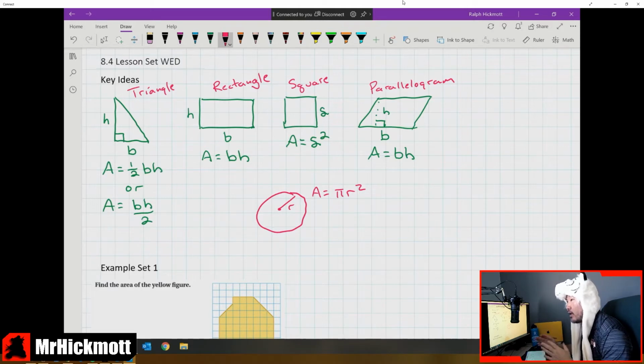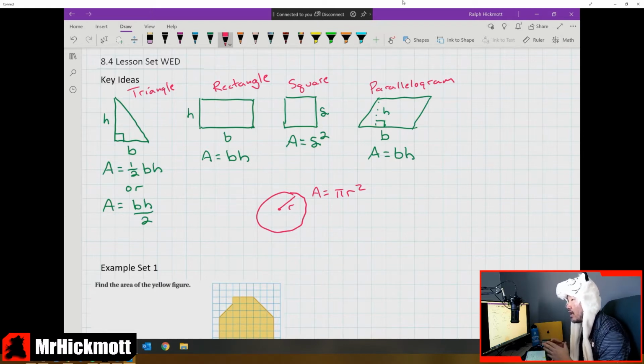All right, so with that being said, the only thing I want to point you towards is the square and parallelogram. Square, remember all the sides are the same, so if I just call each one side s, the area is s squared. But don't forget, you can use the rectangle formula for a square. It's base times height or s times s.